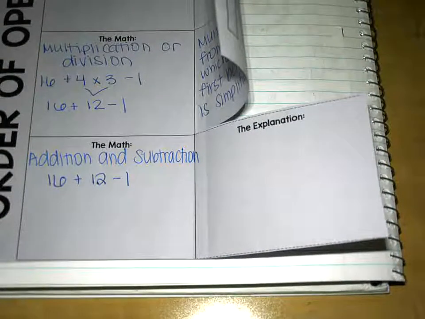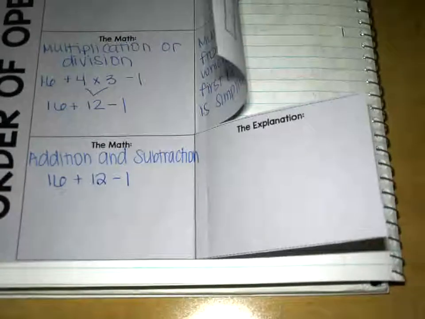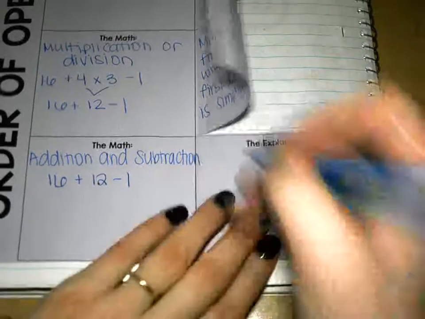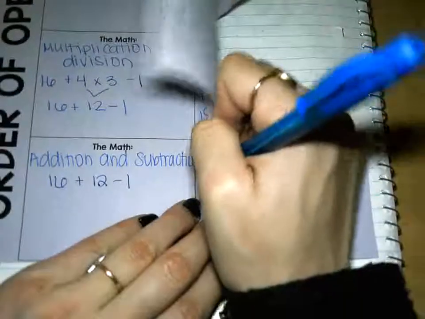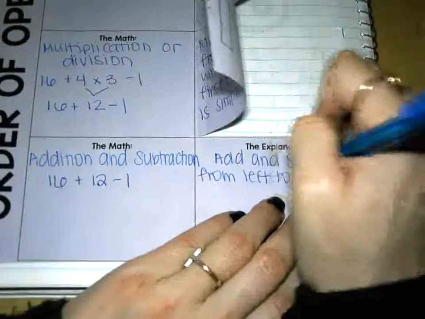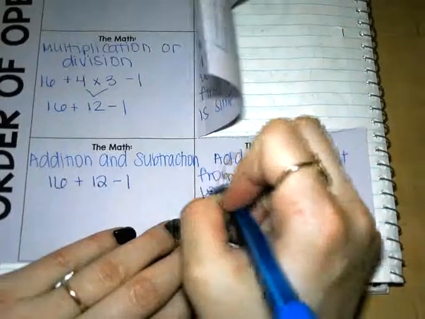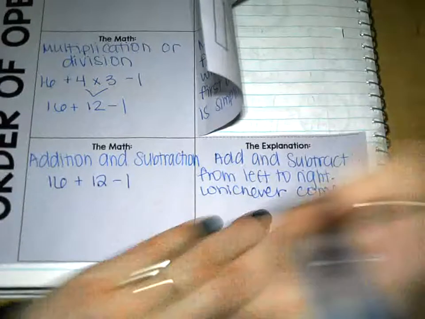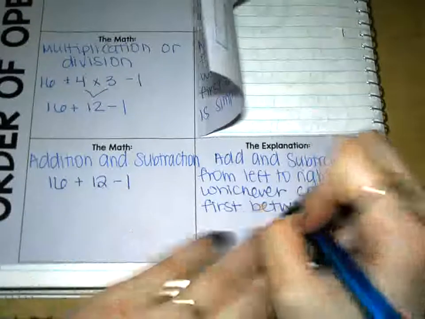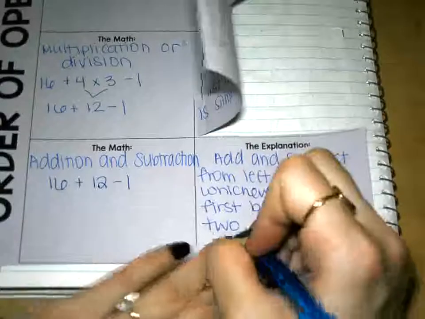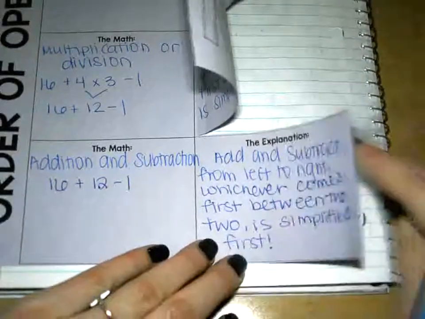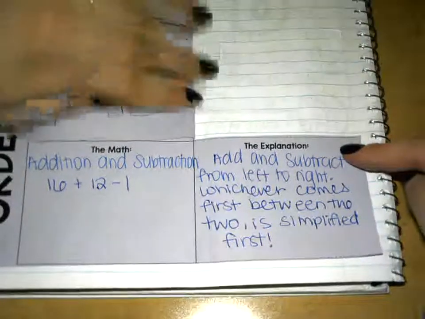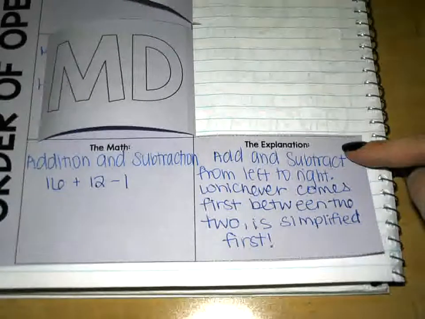And I'm going to rewrite the problem. So what do you think, guys? If multiply or divide we solve from left to right, how do you think we solve addition and subtraction? The exact same thing. So add and subtract from left to right. Whichever comes first between the two is simplified first. So add and subtract from left to right. Whichever one comes first is simplified first.